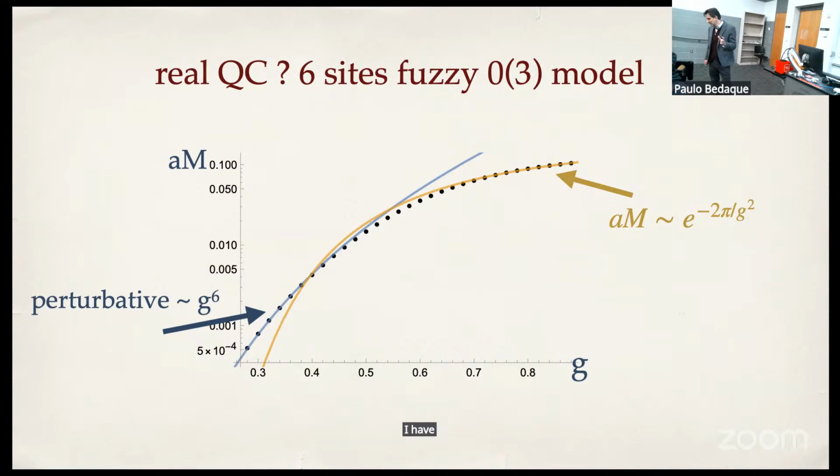I have no idea how I'm doing on time. A few more minutes. Oh, right.